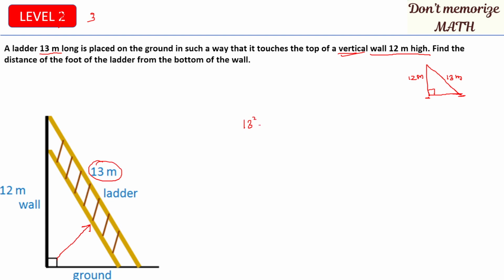So we have hypotenuse square, that is 13 square, equal to the sum of squares of these two. So we have 12 square plus x square, just take it as x or any letter for simpler calculation. Move 12 square to the left side, so you will get 13 square minus 12 square equal to x square. 13 square is 169. 12 square is 144. 169 minus 144, you will get 25. So x square is 25, so x is the square root of 25, that is 5. All other dimensions are in meter, so the distance from the foot of the ladder to the bottom of the wall will be 5 meter.